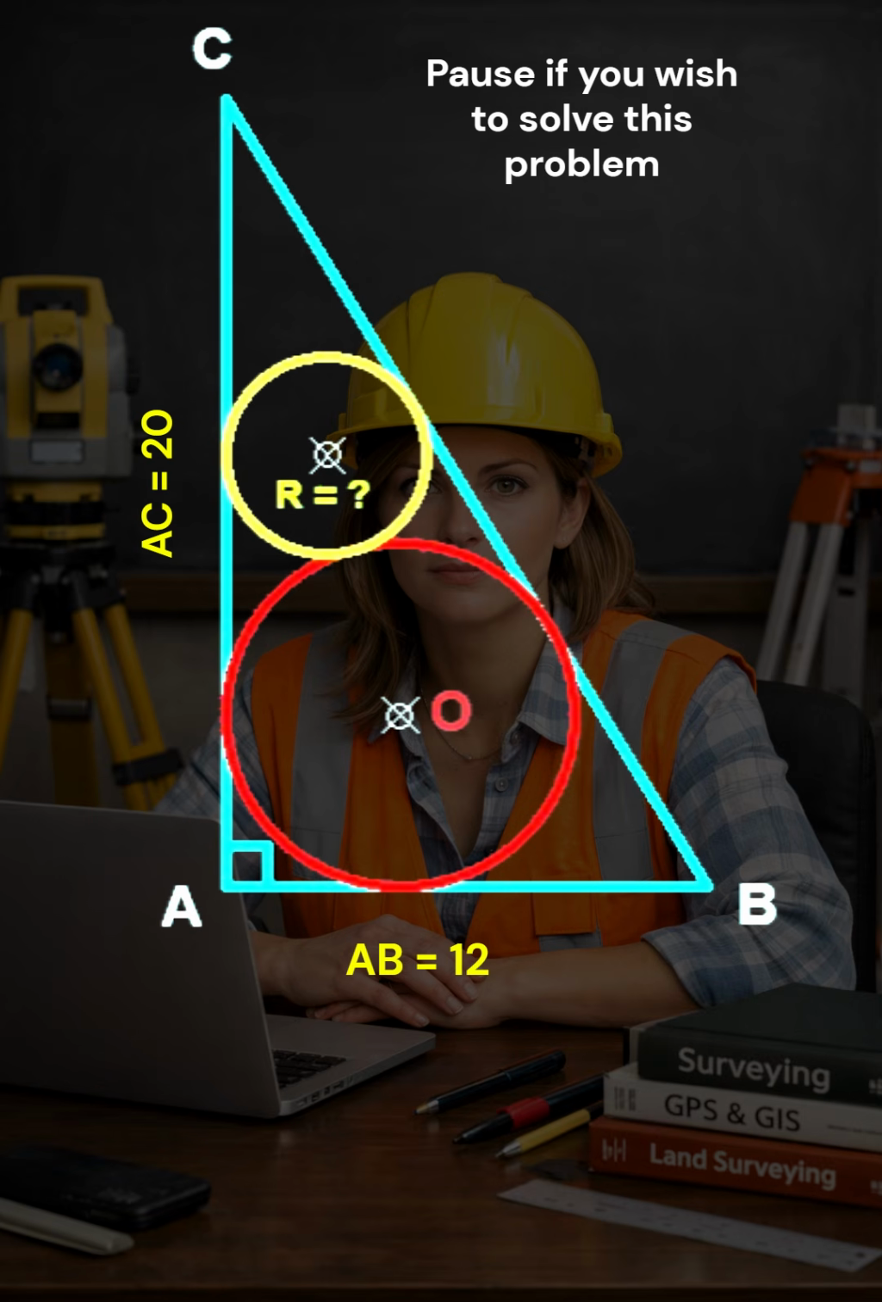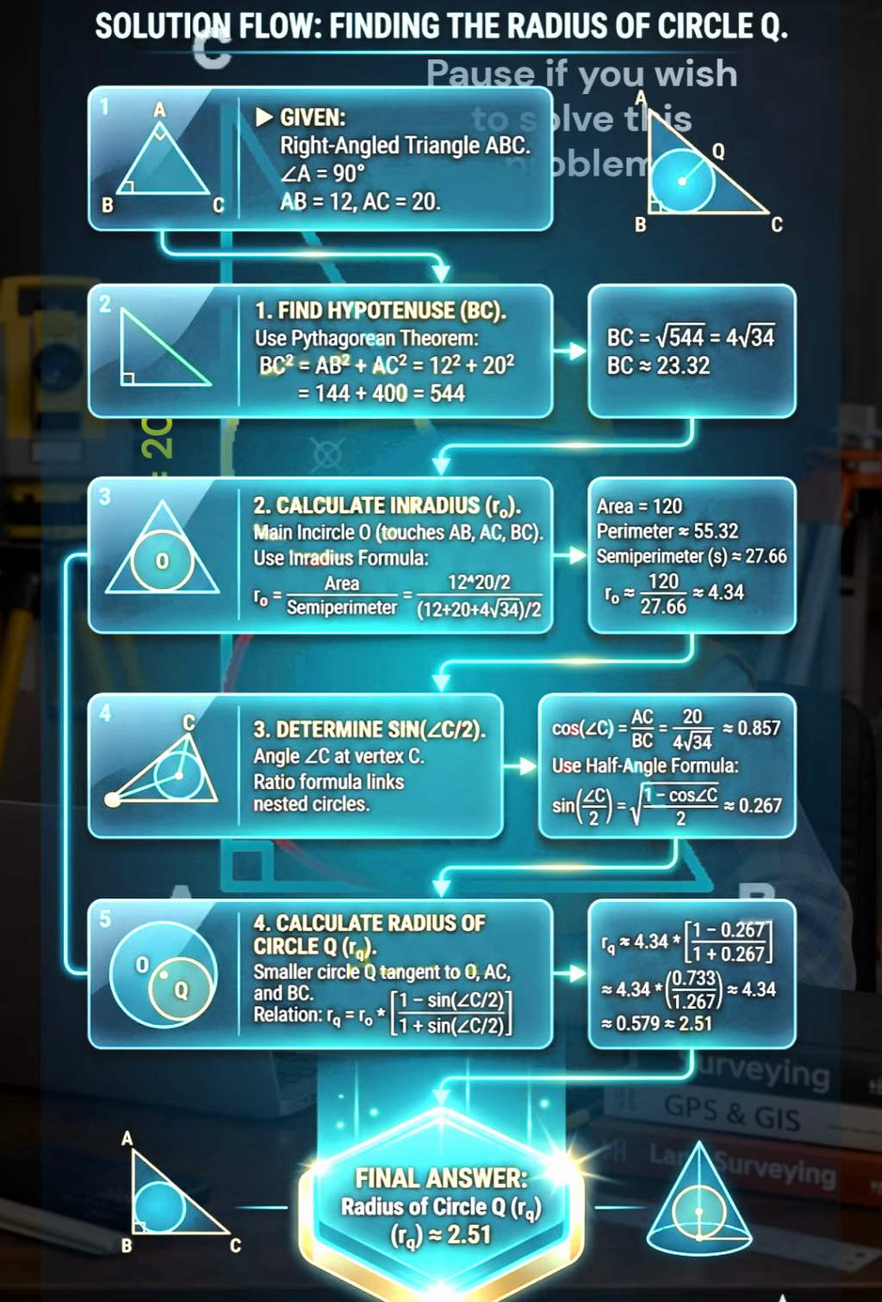Substituting these precise components into the corner tangency scaling formula, where the radius of circle Q equals the radius of circle O times the fraction of 1 minus the sine of half of angle C, divided by 1 plus the sine of half of angle C, the nested layers of radicals resolve beautifully.